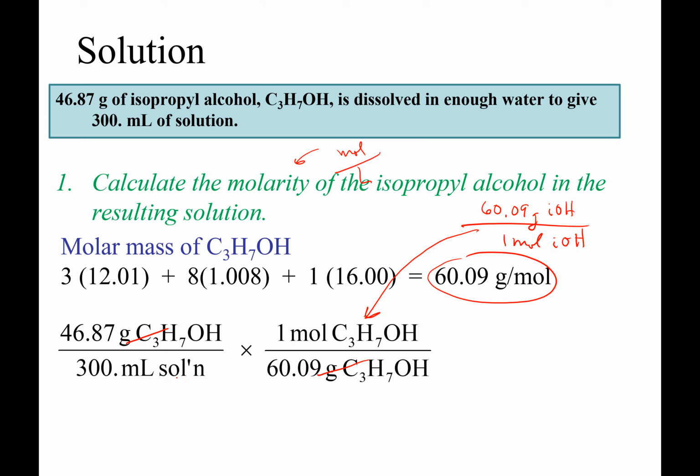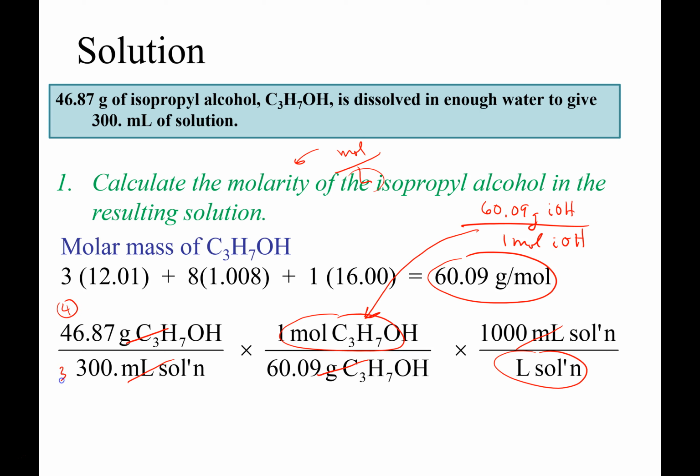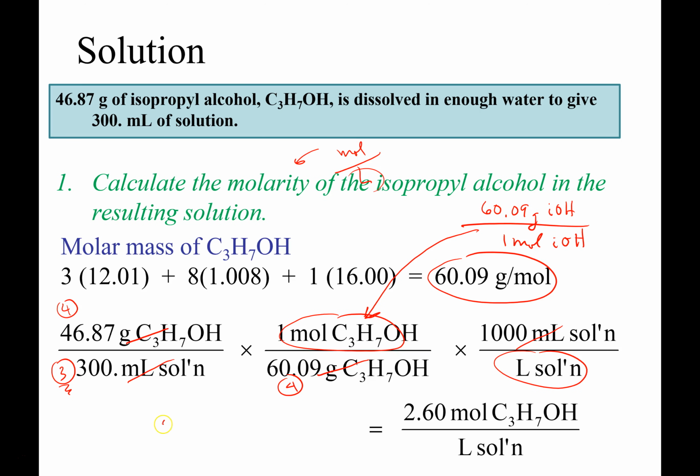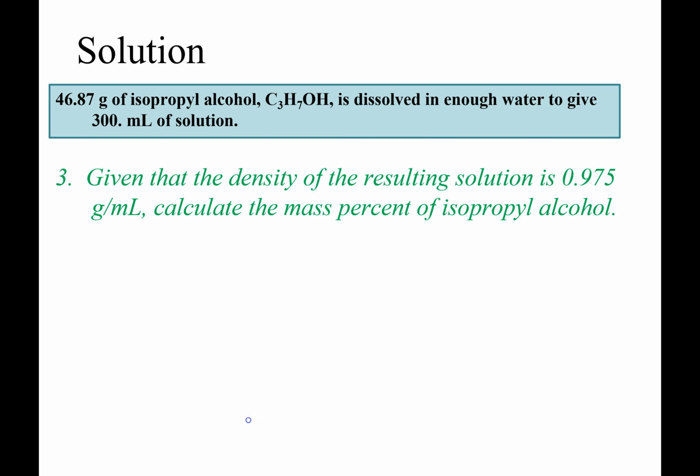So I can't stop now. I need to fix my denominator. To fix my denominator, I introduce one more term, 1,000 milliliters of solution over 1 liter of solution. So milliliters of solution cancel. We're left with moles of isopropyl alcohol per liter of solution, which is perfect. That is molarity. One last look at how we're going to round this: it looks like I have 4 sig figs here, 3 sig figs here, 4 sig figs here. So I need to round according to 3 sig figs. And it looks like this. What I probably would call this, by the way, is just simply 2.60 molar isopropyl alcohol.